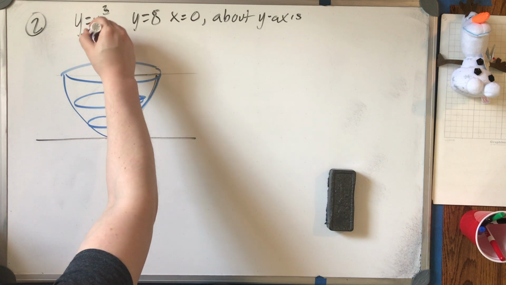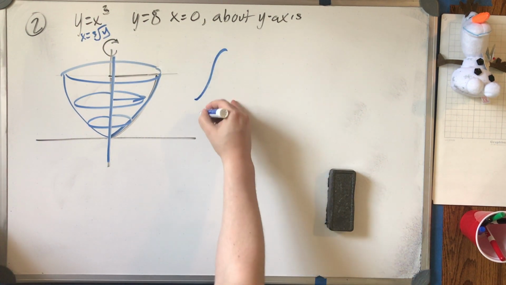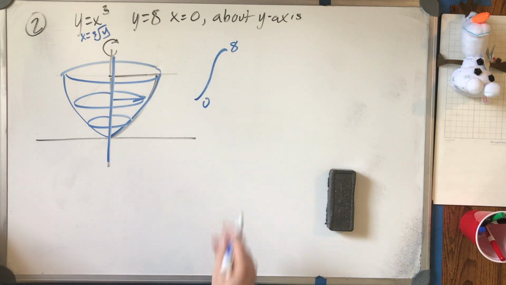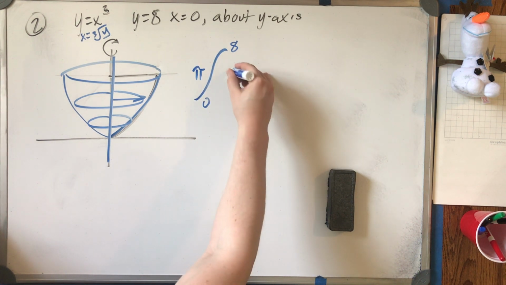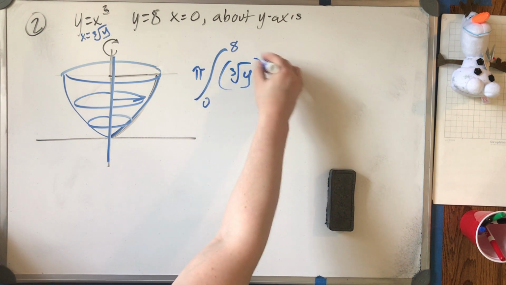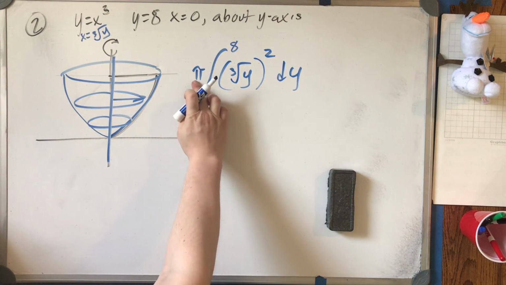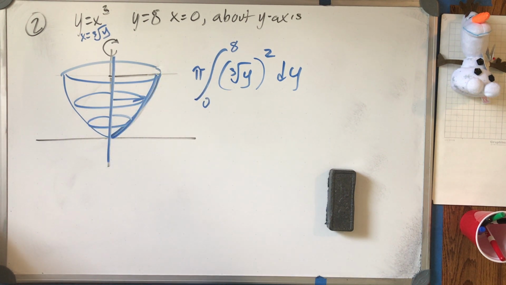So I'm going to rewrite this one so that it's the cube root of y. And I'm going to integrate from 0 in the y direction. We're going up to the y value of 8. Okay, I have my pi r squared, so that's going to be the cube root of y squared dy. So remember, this is just pi r squared, where my radius is defined by that equation right there.